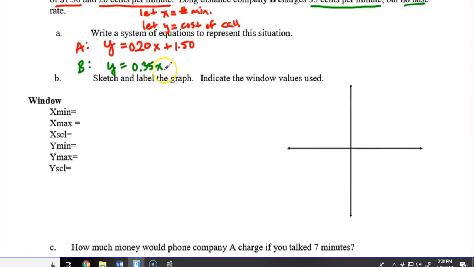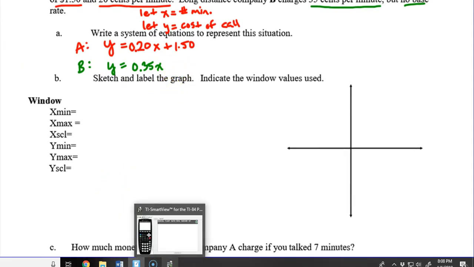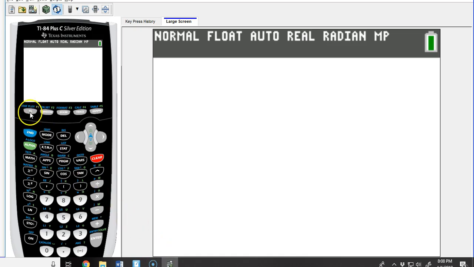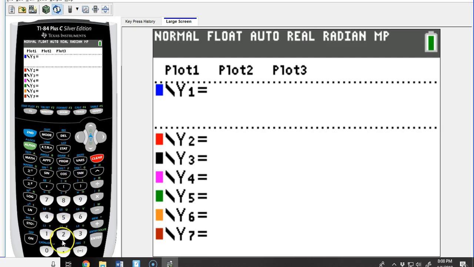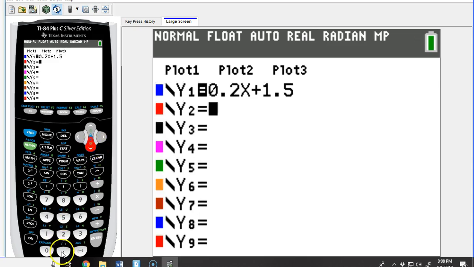Okay, so we're going to try to graph these equations, but we're going to do it in the calculator. So grab our calculator, and we're going to go into the y equals. So clear out whatever's there. Our first equation said 0.2x plus $1.50, while our second equation was just 0.35x with no $1.50.